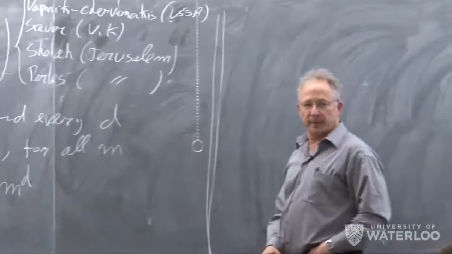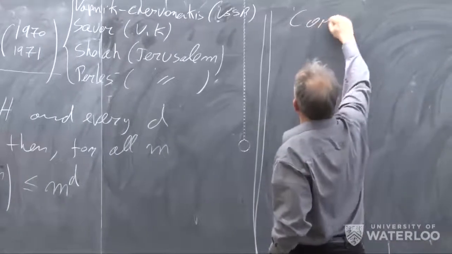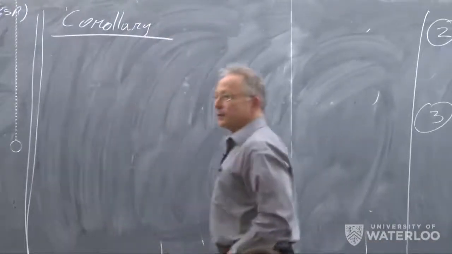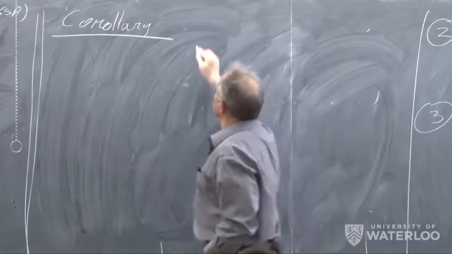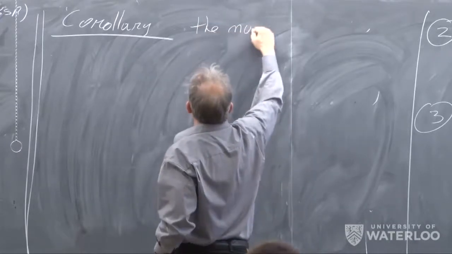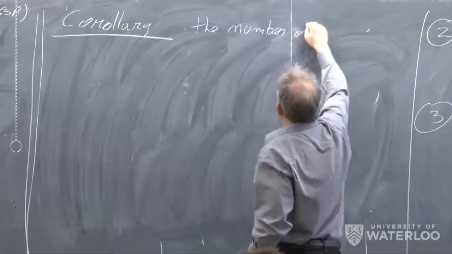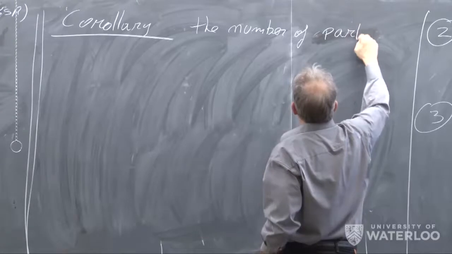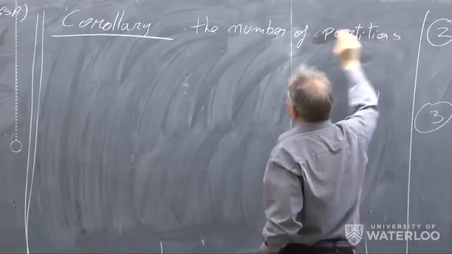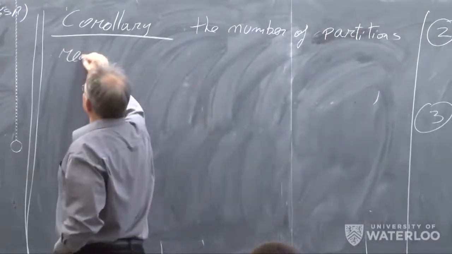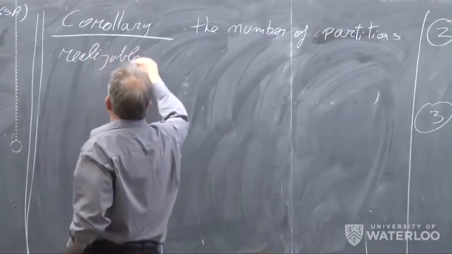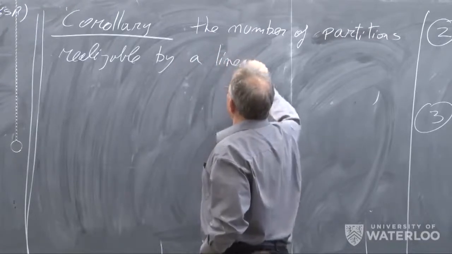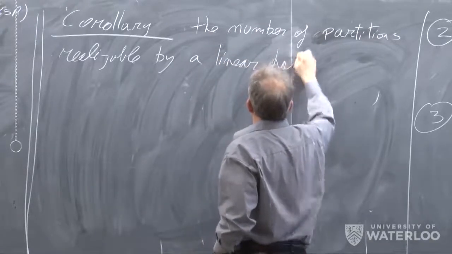Before we go to the proof, let me just show you in what sense this is interesting. So one corollary, which has a lot of implications, is on the number of partitions realizable by a linear half space.